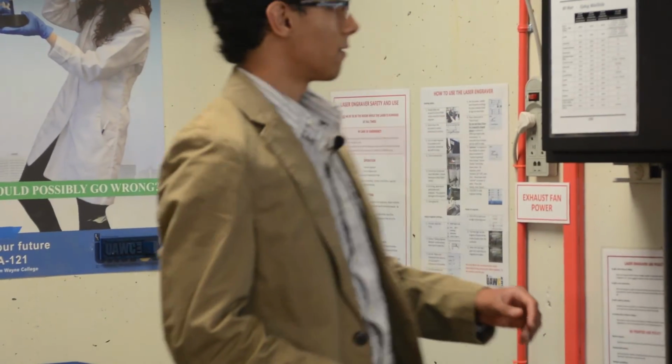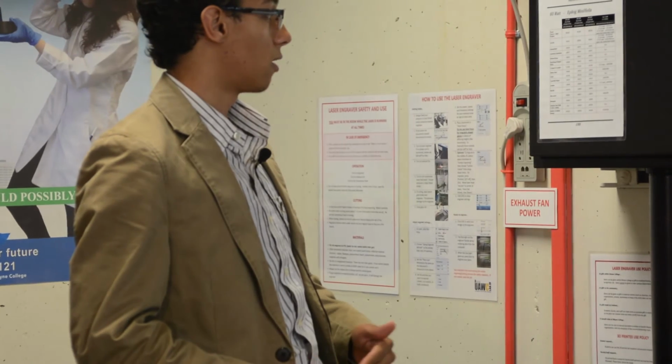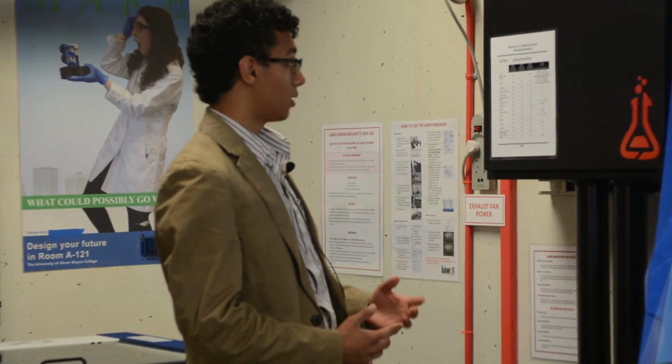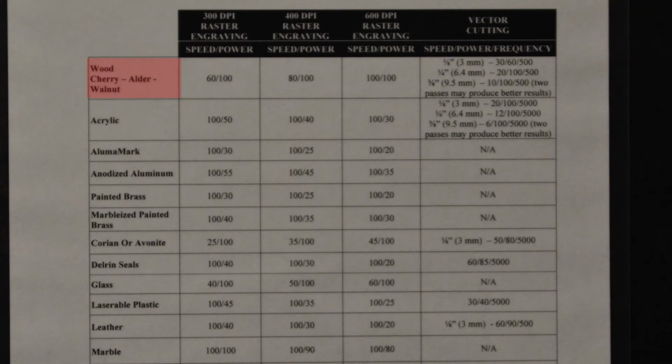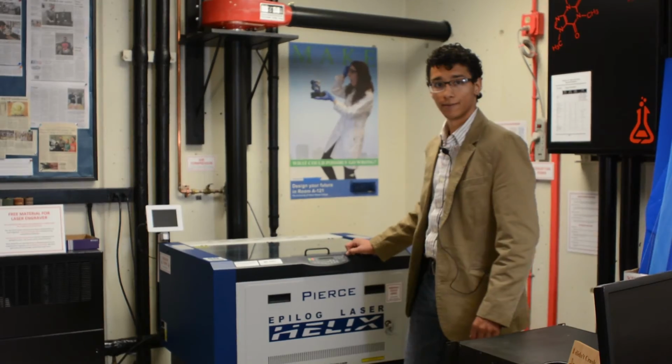And then over here is our speed and power recommendations log. You can use this to make sure you know what specific speed and power settings you want to use. We are using wood today, so I'll come over here to the very first column, wood cherry, and we're using 600 DPI, dots per inch, and speed is supposed to be 100, power 100 as well. Now I made my power down to 35, and that's perfectly fine.